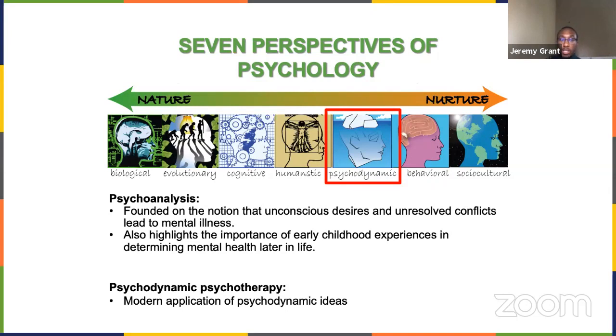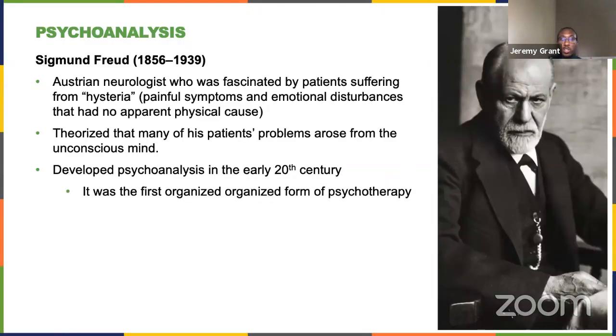Next is psychoanalysis. So this is, as we've described in earlier chapters, founded on the notion that unconscious desires and unresolved conflicts, perhaps from childhood, are the main source of mental illness and psychological disorders. And this was pioneered by the work of Sigmund Freud, who was the Austrian neurologist who was fascinated by patients who suffered from hysteria. We described hysteria last week. And he theorized that many of his patients' problems arose from some unresolved conflicts in the unconscious mind. So different than cognitive therapy, where the emphasis is on conscious experiences and conscious thoughts, he emphasized examining unconscious and automatic thoughts.